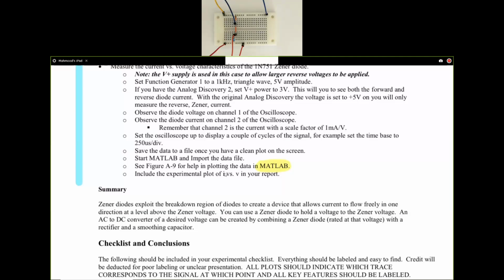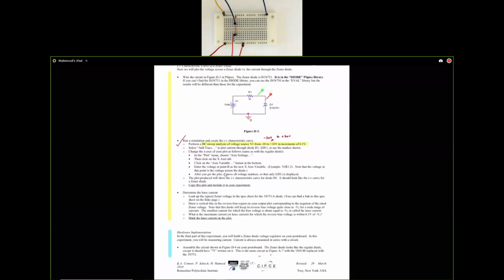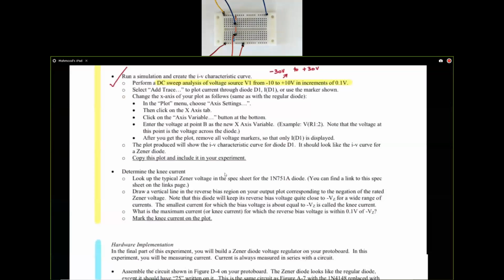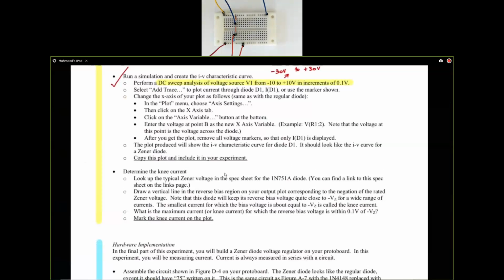So if you see this, to determine knee current, you will have to look up the typical Zener voltage for the 1N751A diode. So look up the data sheet. The link should be there on the EI webpage. And if you have trouble finding it, just Google 1N751A data sheet. And in the data sheet, take a look at the typical Zener voltage.